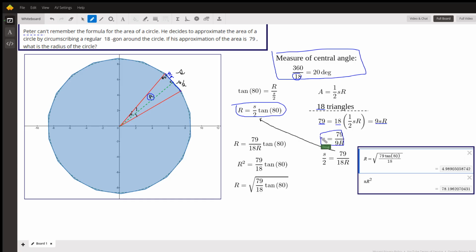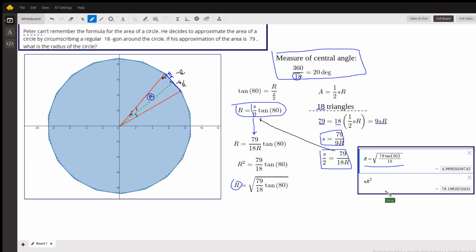But I see I'd like to substitute something for S over 2. So if I just divide both sides by 2, there's a formula for S over 2. Substitute into here. 79 over 18R is S over 2. Solve this equation by multiplying both sides by R. Take the square root of both sides to solve for R. And here's a decimal approximation for R, about 4.98.